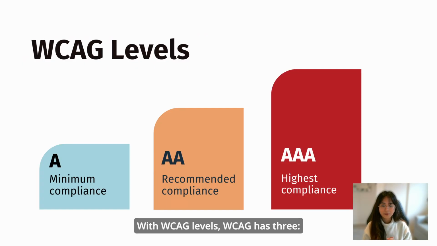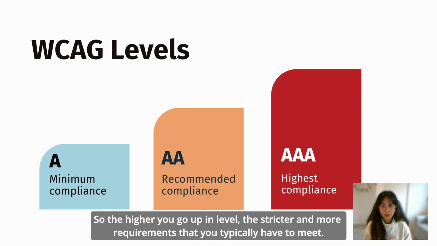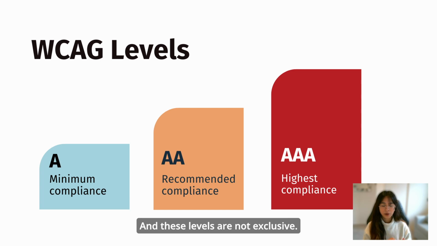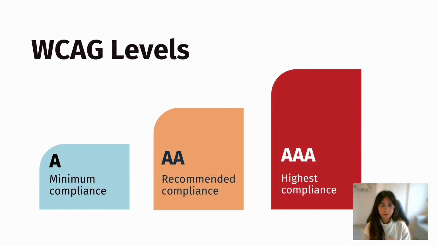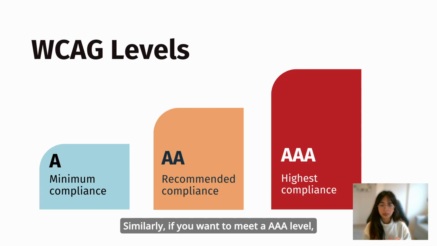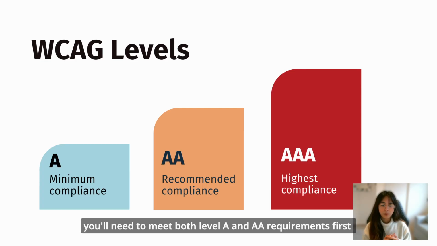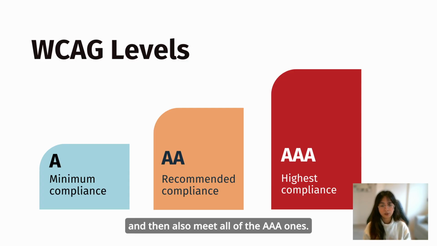And then with WCAG levels, WCAG has 3: A, AA, and AAA. The higher you go up in level, the stricter and more requirements that you typically have to meet. And these levels are not exclusive. So in order to meet a AA level, you need to first meet all of the level A requirements and then the AA requirements on top of that. Similarly, if you want to meet a AAA level, you'll need to meet both level A and AA requirements first, and then also meet all of the AAA ones.